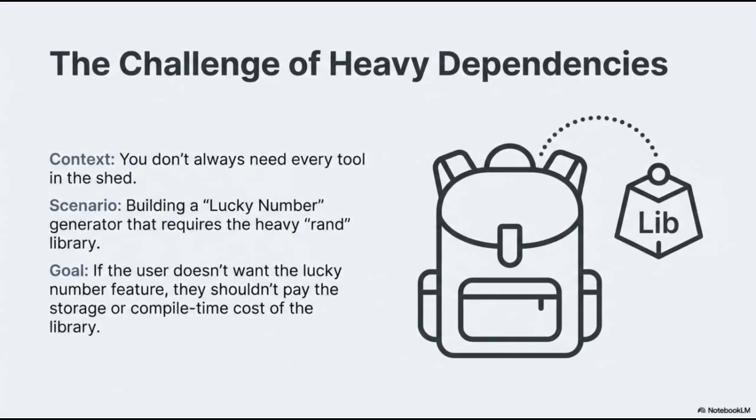The challenge of heavy dependencies is a critical consideration in modern software architecture. As the context here suggests, you don't always need every tool in the shed. Consider a scenario where we are building a lucky number generator that depends on a large library called rand. Our objective is to ensure that if a user chooses not to use this feature, they are not burdened by the storage requirements or the compile time overhead of that library. We want to avoid bloat and ensure that our application remains efficient for every user, regardless of which features they choose to enable.